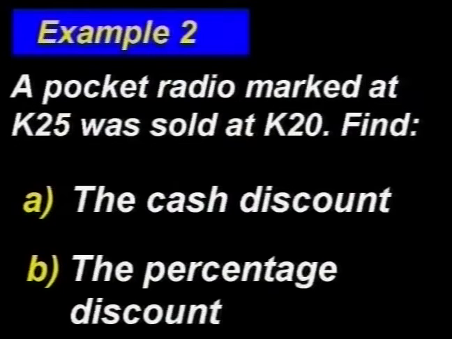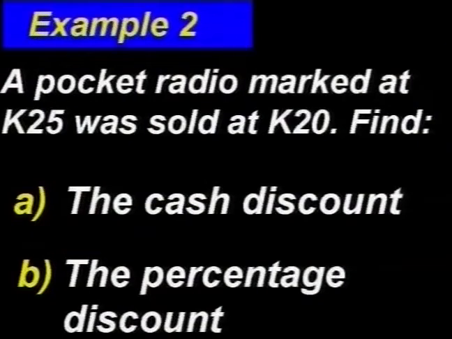Okay, let's go to the correction to these two exercises. A pocket radio marked at 25 kina was sold at 20 kina. First question, we are to work out the cash discount. What is the discount money? How much was it reduced by? Okay, my friend in group 6, come up and show your working out clearly on the board. Quickly.